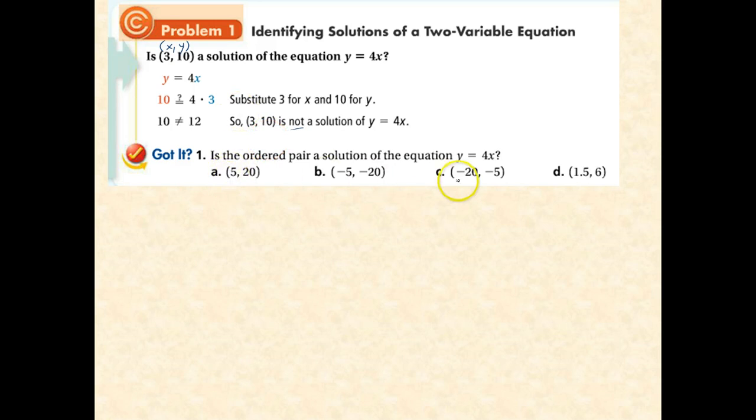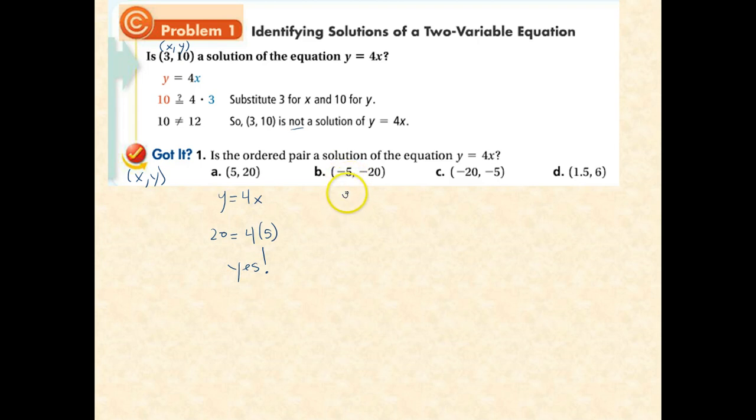How about these? Check these. See if any of these are solutions to y equals 4x. Pause, do it, and then push play. Alrighty, y equals 4x. Remember that it always goes x, y. So 5 is x. So 4 times 5, does that equal 20? Yes!